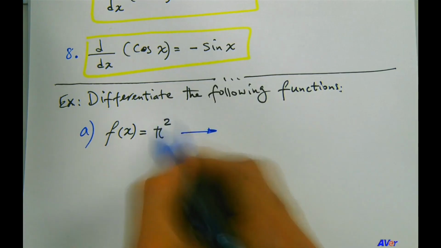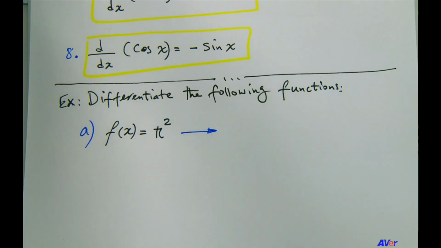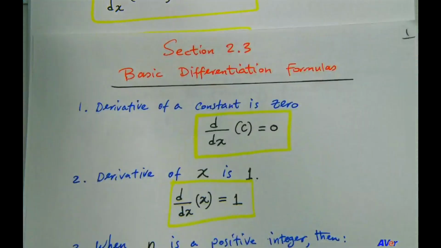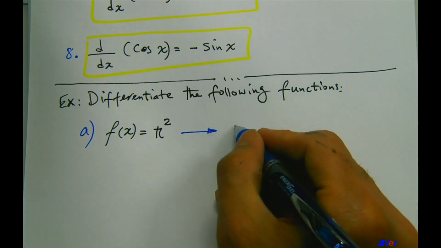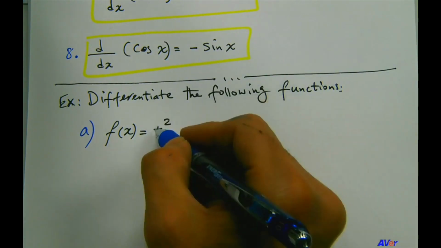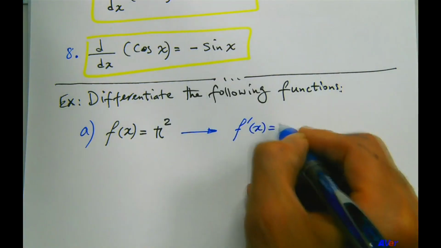That's a constant, right? Pi squared is some constant value, 3.14 roughly squared. So the derivative of a constant is equal to 0, always. It doesn't matter what the value of the constant is. The derivative of a constant is 0. So f prime of x equals 0.